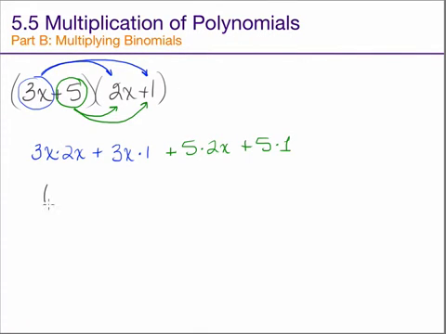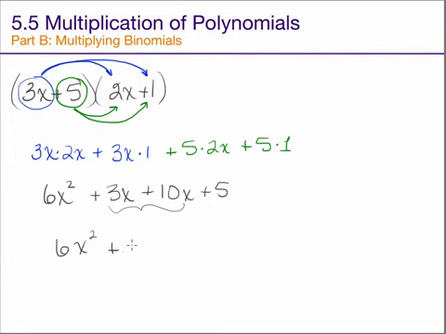Tidying this up gives me 6x squared plus 3x plus 10x plus 5. And I can combine my middle terms because they're both just x terms. Same thing as I got the last time. This approach is very subtly different from the previous one, but whichever one works for you is fine. In fact, your textbook calls this particular method the FOIL method, and you may have heard that term before.